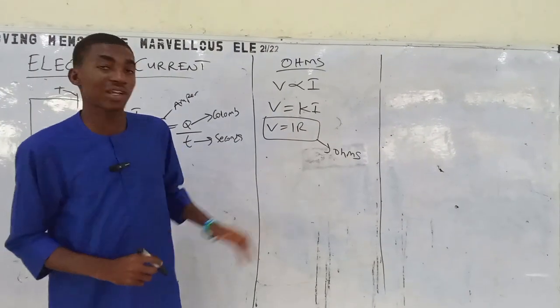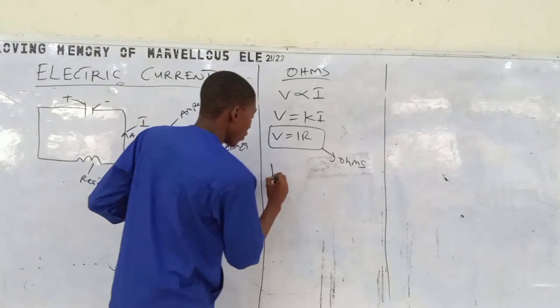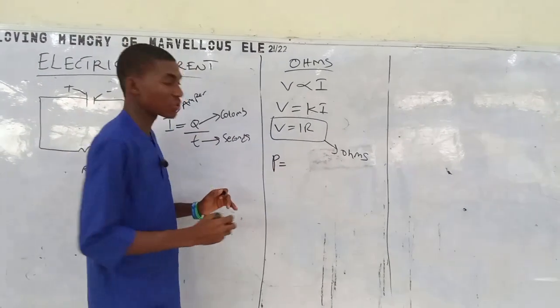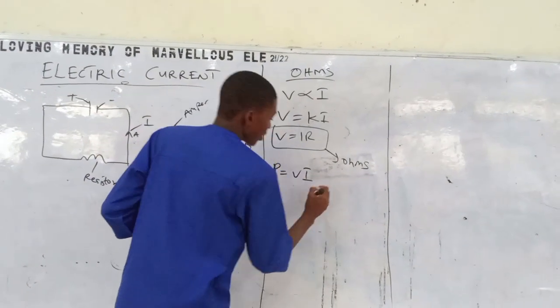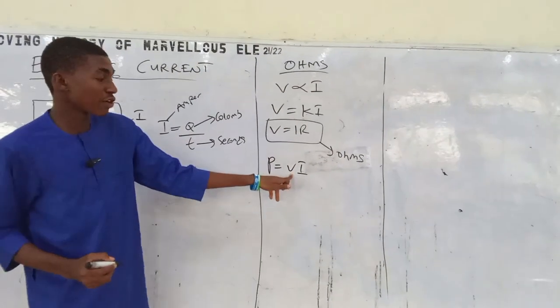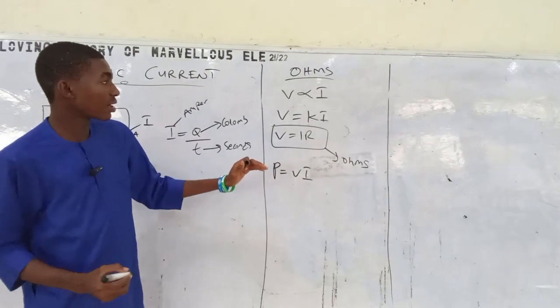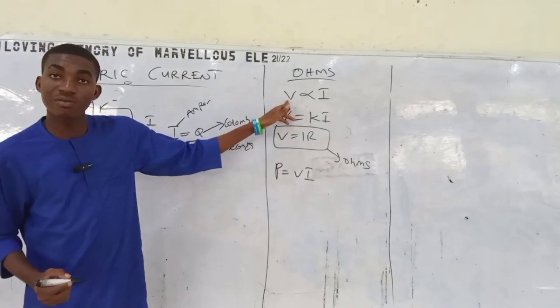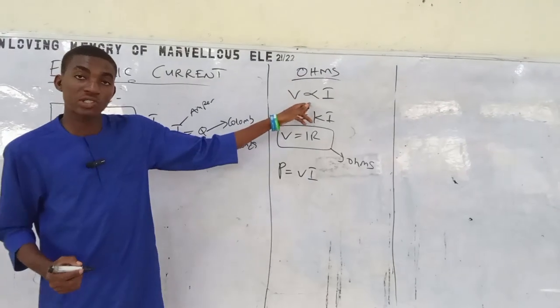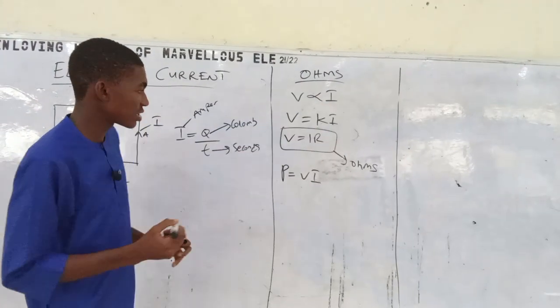And from this Ohm's law, you can get your power. The power dissipated in the circuit is equal to VI. You can play with this formula. V is your voltage, I is your current. Sorry, I said volume. No, it's not volume, it's voltage that is proportional to its current. Sorry, that was a mistake.